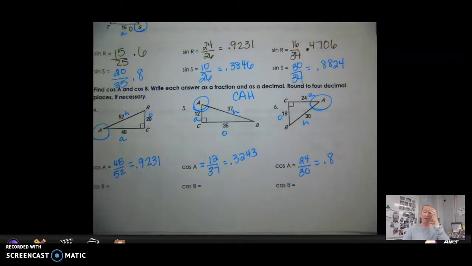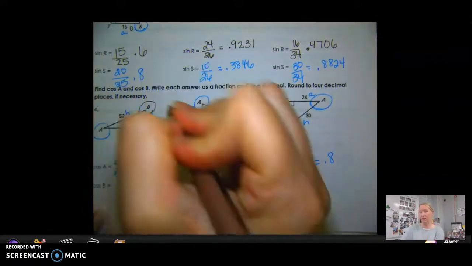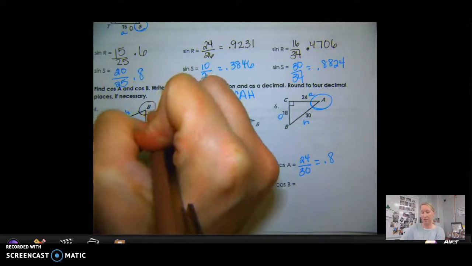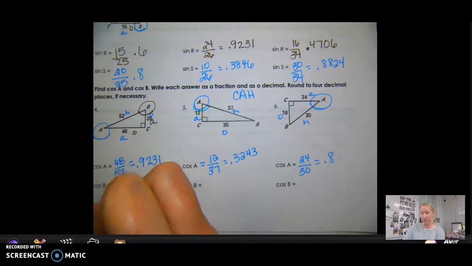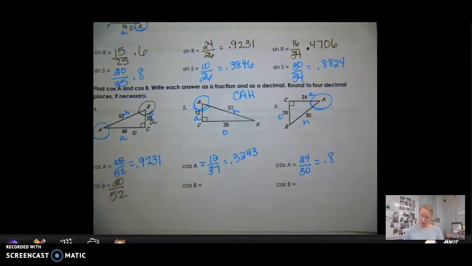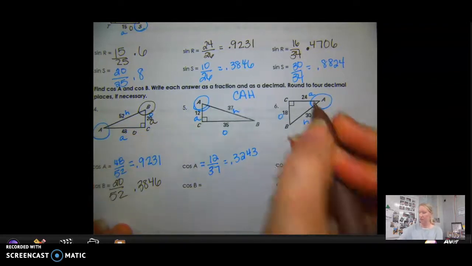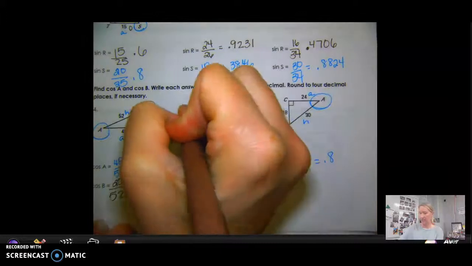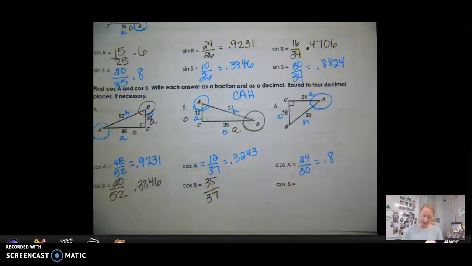All right, go ahead and pause me and try finding the cosine of B on each of these. Remember, you have to circle B, and then you have to rename these, because this is now adjacent, and this is now opposite. And you're doing A over H. So pause me and try each of those. 20 over 52 is 0.3846. Cosine of B, circle that. This is adjacent, this is opposite. So A over H is 35 over 37.